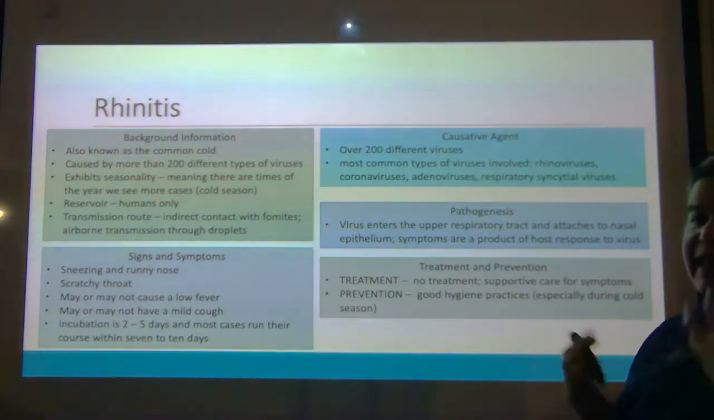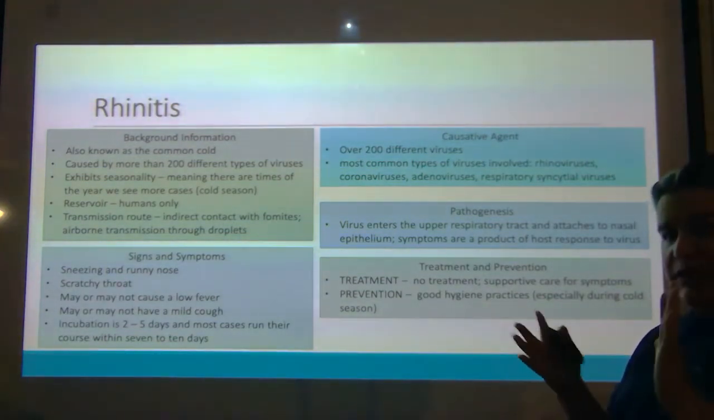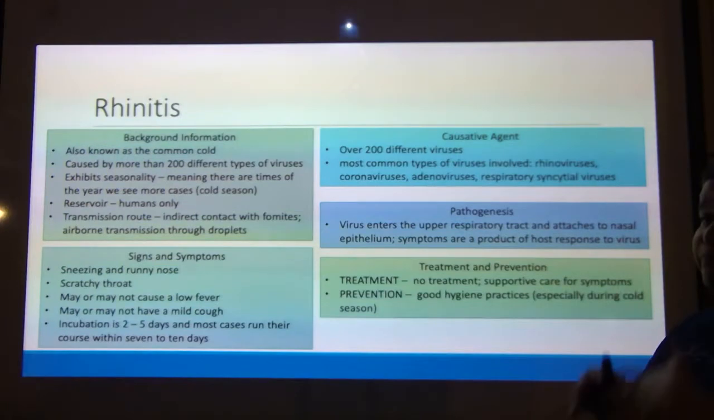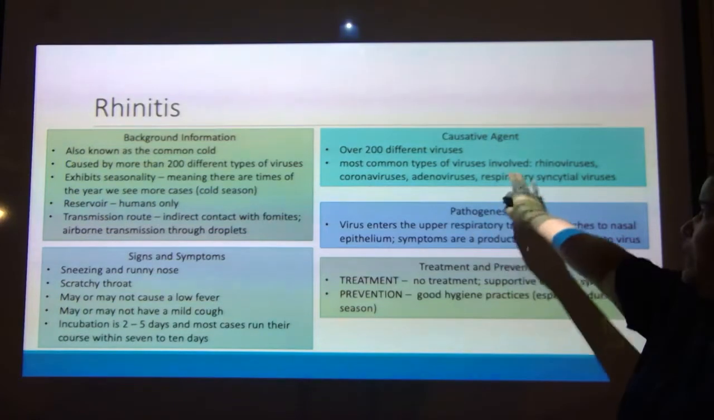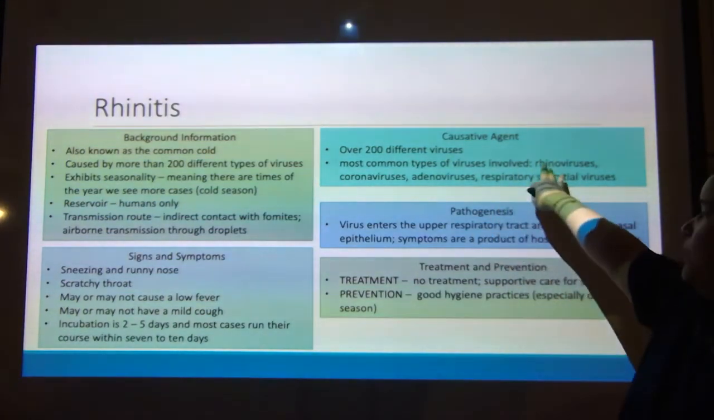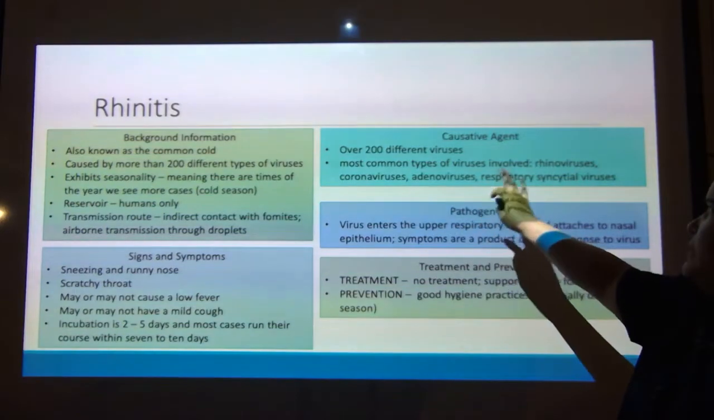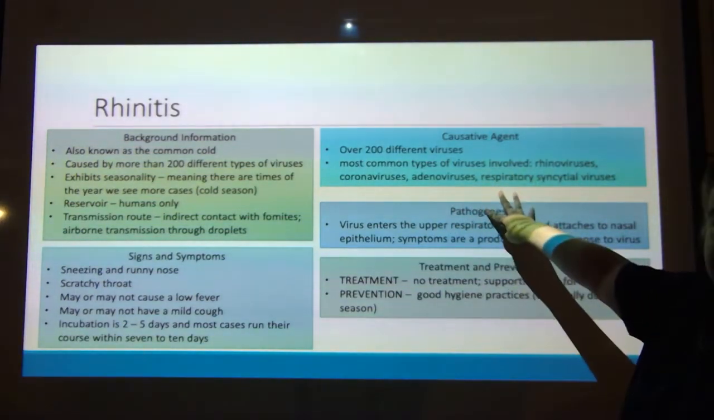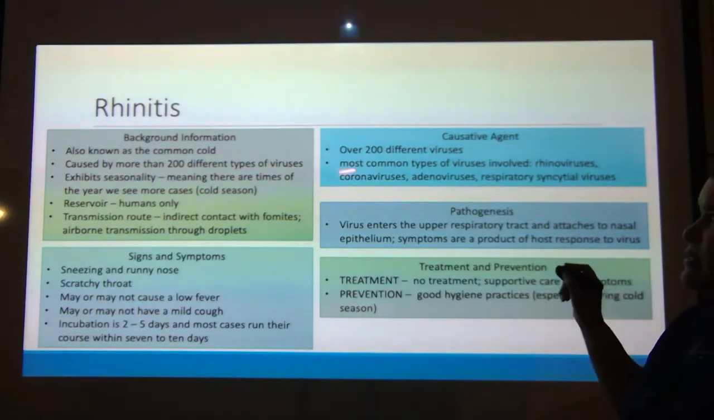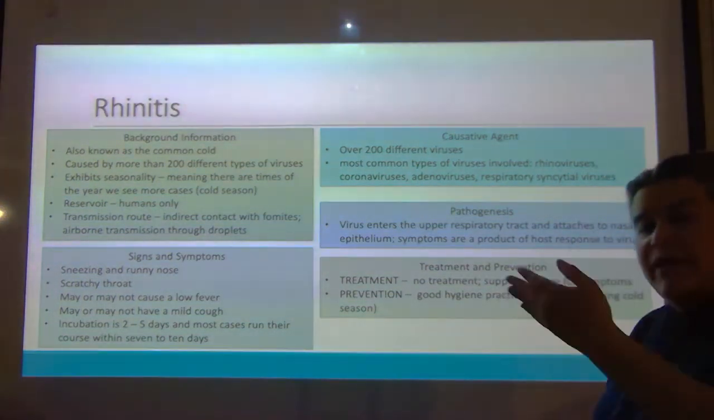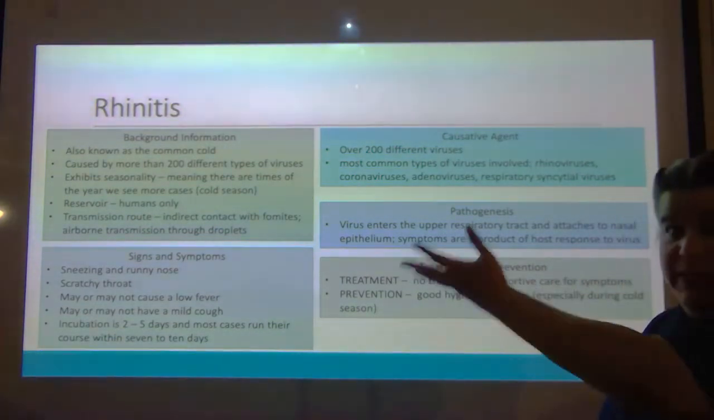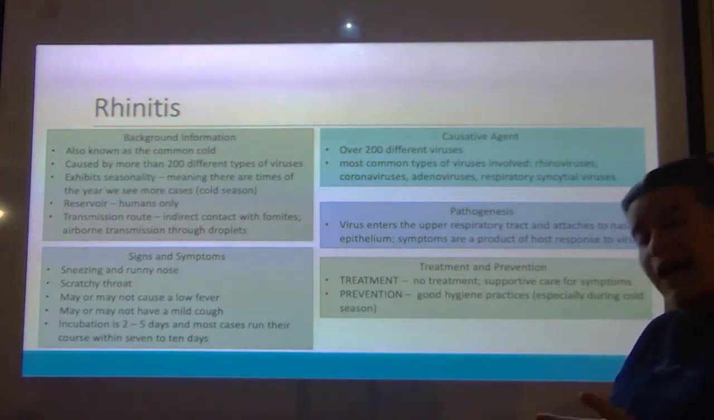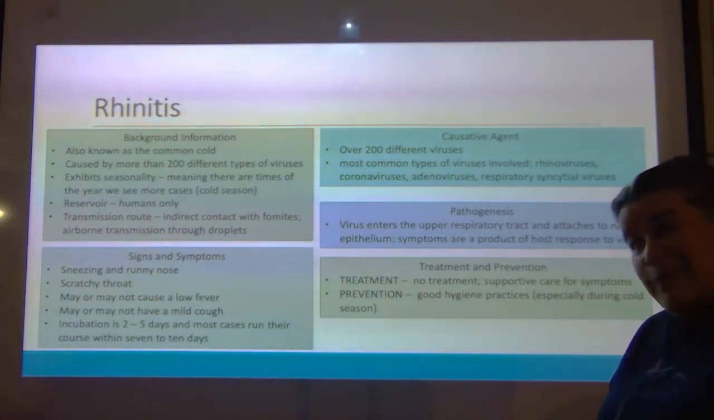It's not something that hangs around for a long time. It's an acute infection. It's very short. Causative agent, like I said, there are over 200 different viruses that can cause what we consider the common cold. Most types of viruses that are involved are going to be rhinoviruses, coronaviruses, adenoviruses, respiratory syncytial viruses. Now notice coronavirus. Coronavirus existed way before COVID-19 specifically, and it was something that we just went, oh, you have a cold. When we talk about virulence and pathogenicity, COVID-19 has that in spades.